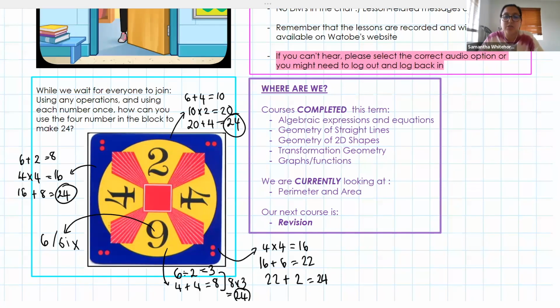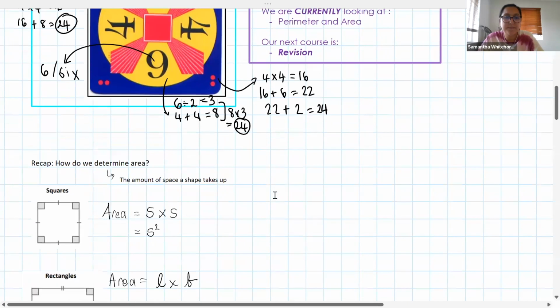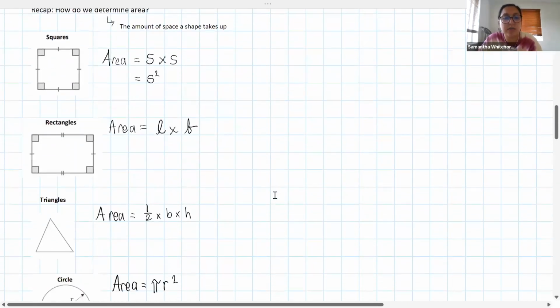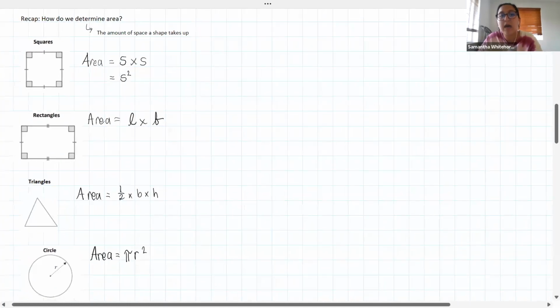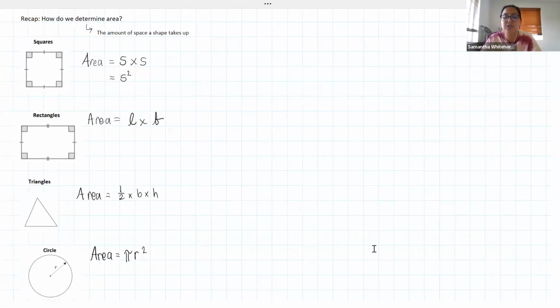But let us get into our area question. All right, so if you didn't take this down on Monday's lesson, I would take a quick screenshot of these formulas that we have here. Now, these formulas are how we can determine area of different shapes.